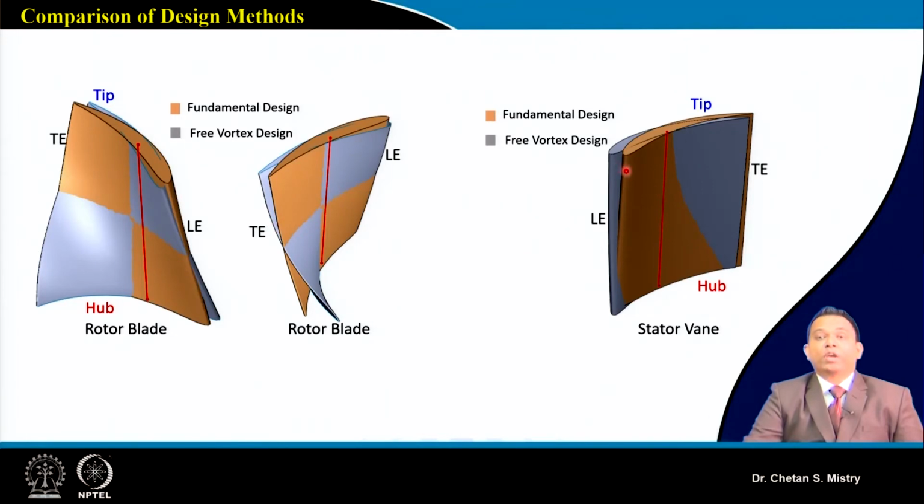Similarly, if you look at my angles for the stator, they are also going to change. Remember, for both configurations we are assuming the exit to be axial. So this gives us an idea about how my blade geometries will be changing.